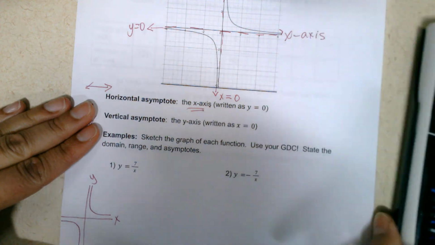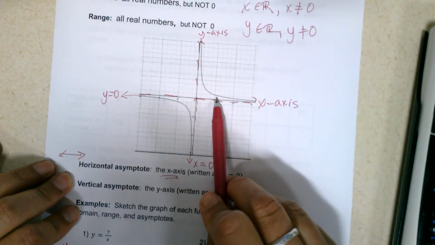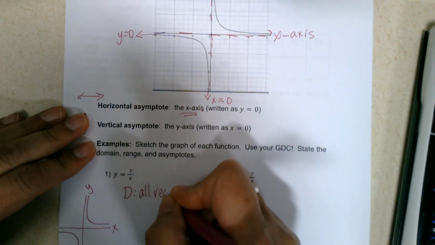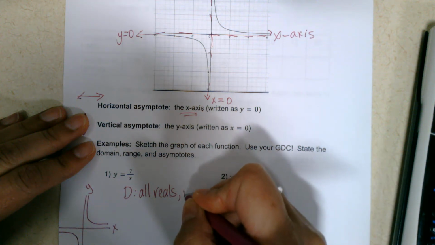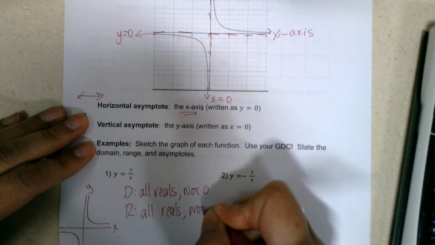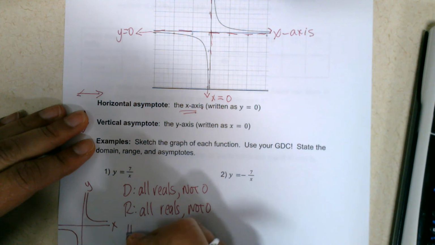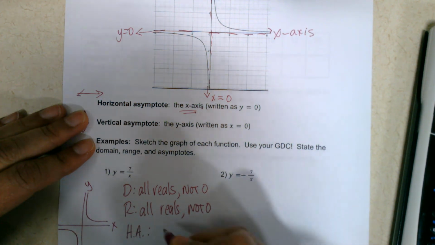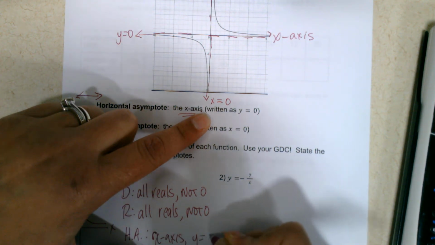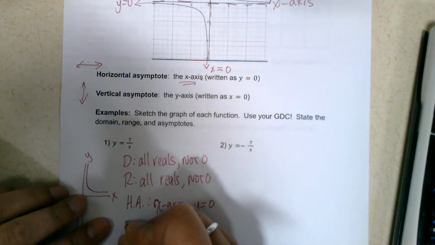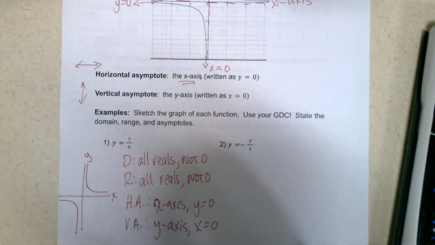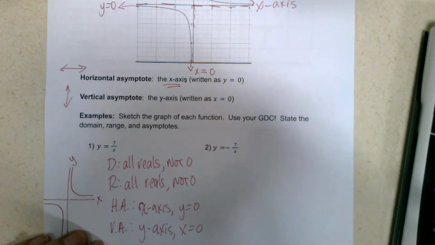What are we going to notice about our domain and range? Same exact thing. So our domain is going to be all reals, not zero. And range is going to be all reals, not zero. How about our asymptotes? Well, our horizontal asymptote is going to be the same thing, the x-axis, or you can write it as y equals 0. I really like writing it as y equals 0 here. Our vertical asymptote is going to be our y-axis. It's the same exact thing, or x equals 0. So there we go. Number 2.